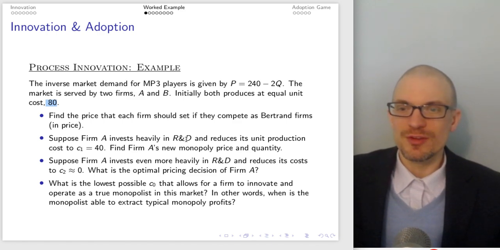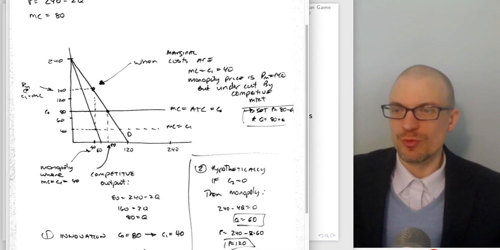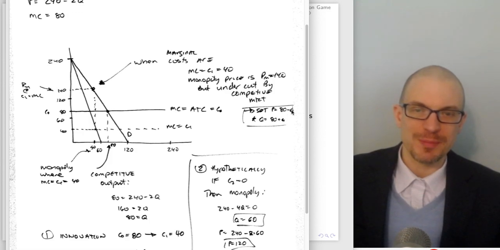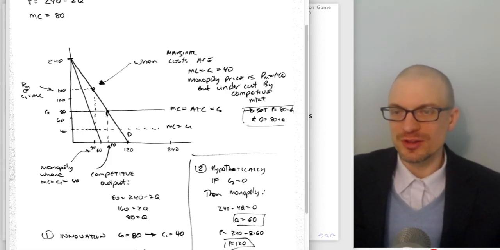Suppose firm A invests heavily in R&D, reduces its unit production cost, find the new monopoly price and quantity. So that's a quantity of 50. That's a monopoly price of 140. What price is the firm actually going to set? Well, if I try to set my price of 140, everybody else is already setting a price of 80. So they're going to undercut me. So I can't do that. Instead, I'm going to have to set a price of 80 minus epsilon, right? So I set price equal to 80 minus epsilon. I just barely capture the market.